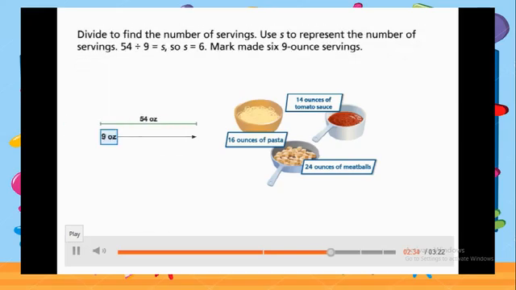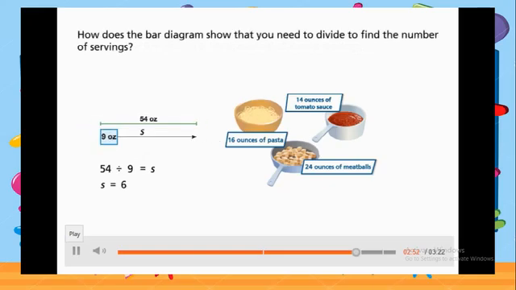Divide to find the number of servings. Use S to represent the number of servings. 54 divided by 9 equals S. So S equals 6. Mark made 6 9-ounce servings.